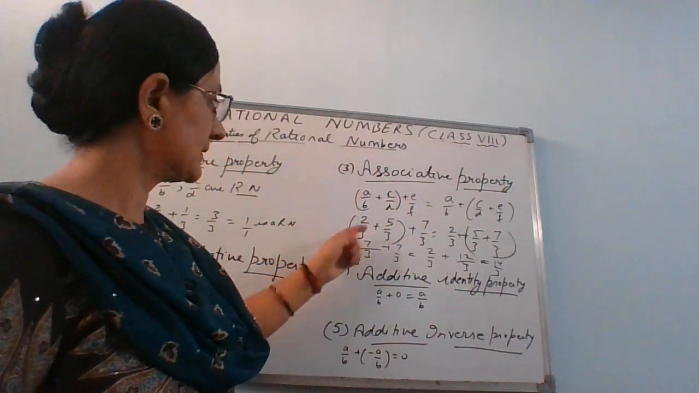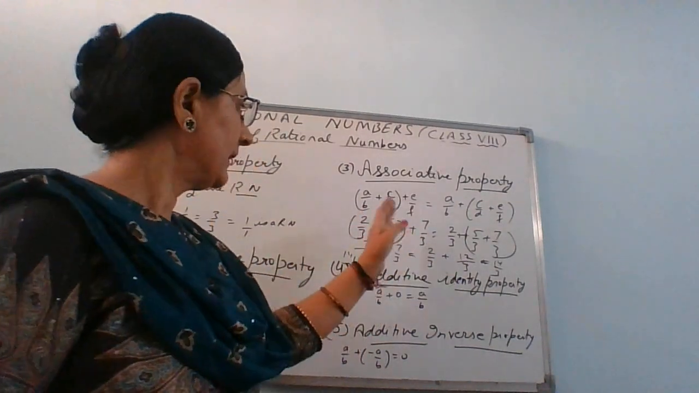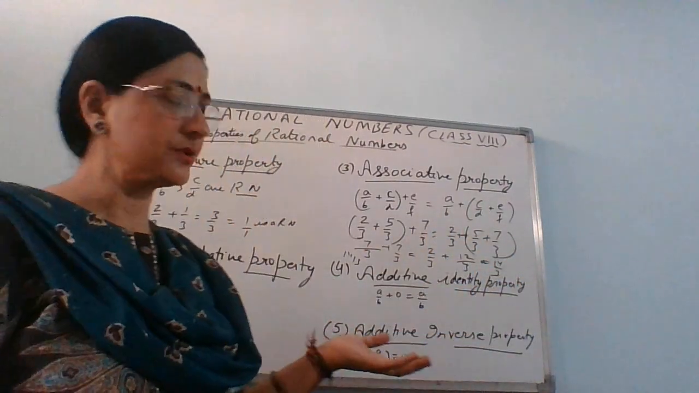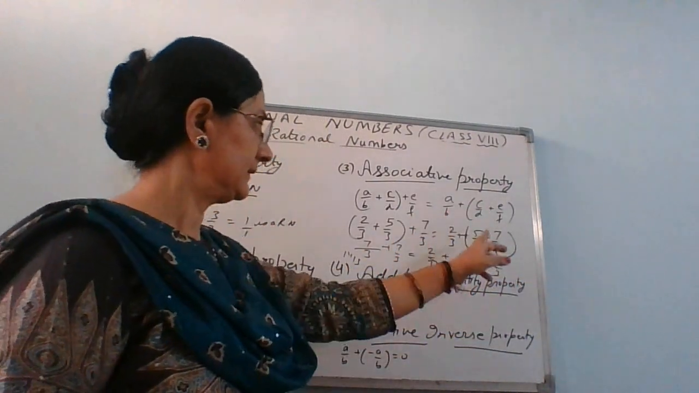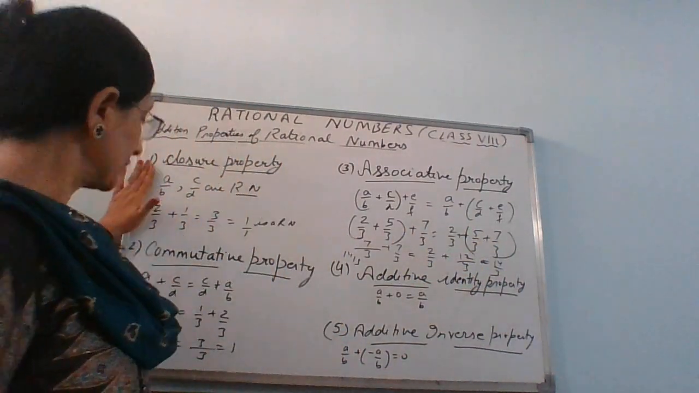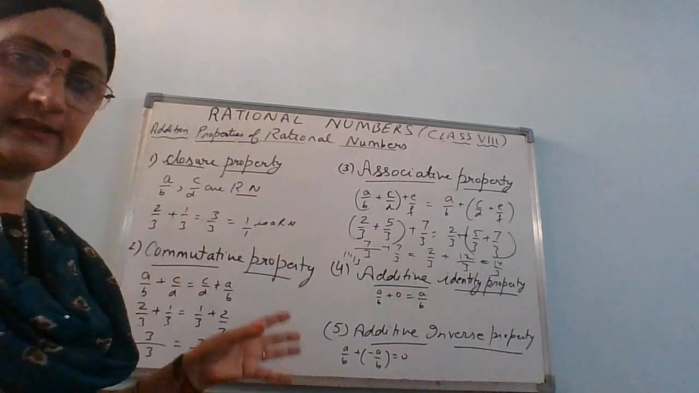You have two fractions, you have added them first and then you have added the third one, and here you add the first one later, you are adding the second and the third one in the first order, then you are adding the answer of this with this. You get the same answer. I hope closure property is clear. Commutative, associative, I'll repeat once again.